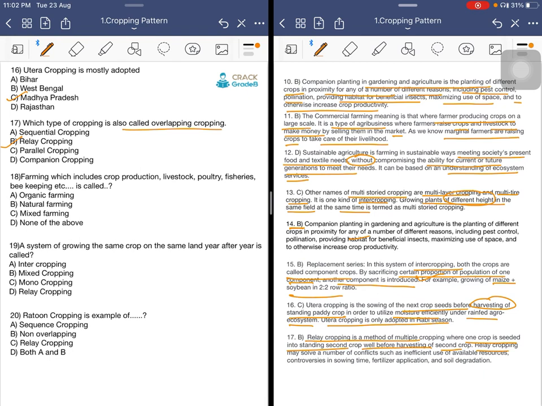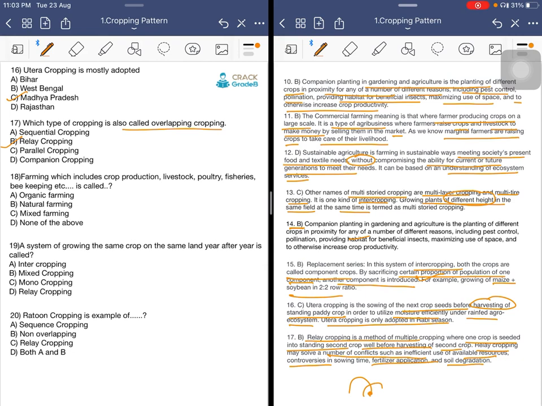I already explained this in the class. Okay, before the harvesting of one crop, sowing is already done. Relay cropping may solve a number of conflicts such as insufficient use of available resources, controversies in sowing time, fertilizer application, soil degradation, etc.